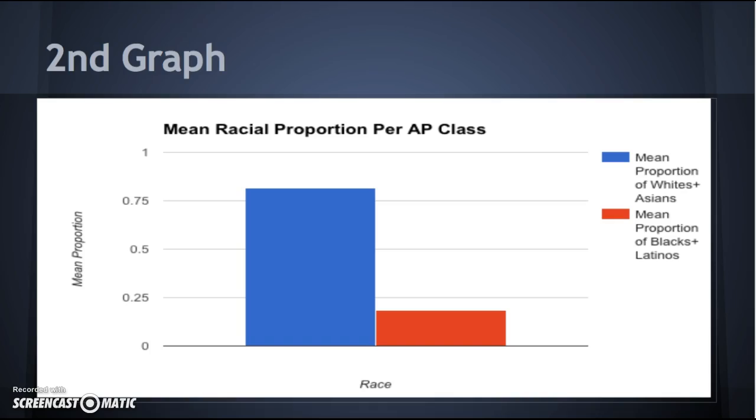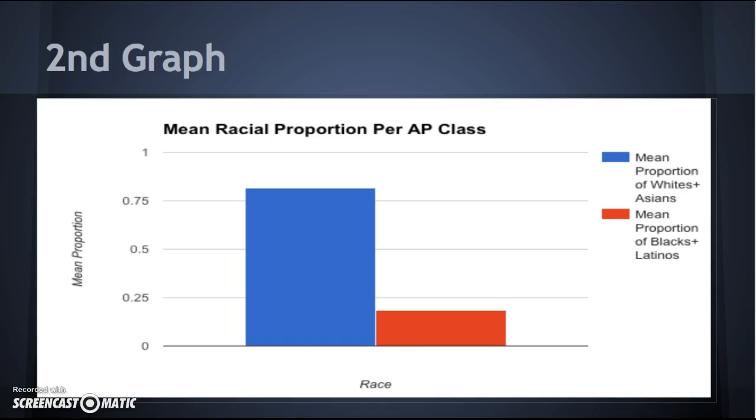Alright, so this is the second test. This is the mean racial proportion per AP class. So this doesn't have to do with the subject of the class. This is just the straight proportion. The mean proportion of whites and Asians is about 0.76 in all of the AP classes, and the proportion of blacks and Latinos is about 0.2, so like 0.8 for whites and Asians and 0.2 for blacks and Latinos.